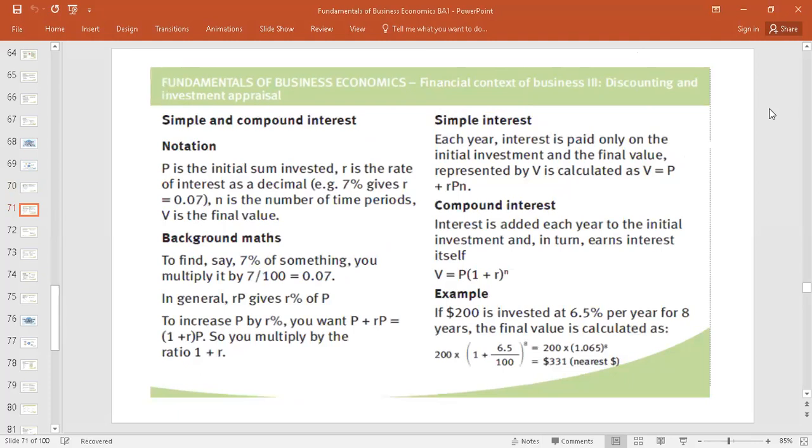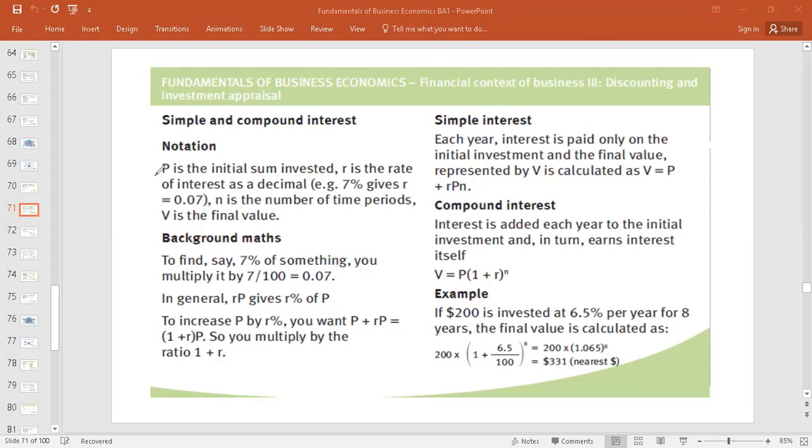let's see the concept of simple interest and compound interest. To begin with, we have to denote certain variables. These are mathematical expressions which you have already learned in your school days. After that, at your graduation level, you've also learned that. Once again, let's quickly run through this content and proceed further.